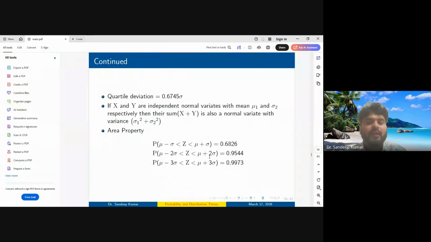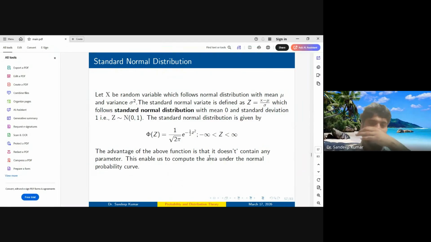Next, the standard normal distribution, which sir already discussed. If I take mu equal to 0 and sigma equal to 1, that normal distribution converts to the standard normal distribution, with mean 0 and standard deviation 1. That is, Z follows the normal distribution N(0, 1). This is the form of the standard normal distribution, and its PDF is 1 upon root 2 pi, e to the power minus 1 by 2 Z squared, because here I take mu equal to 0 and variance equal to 1.